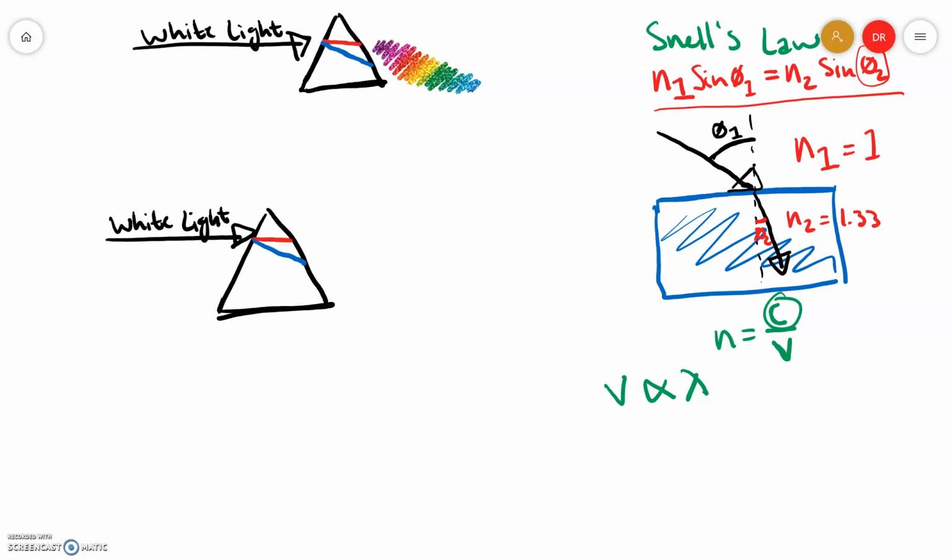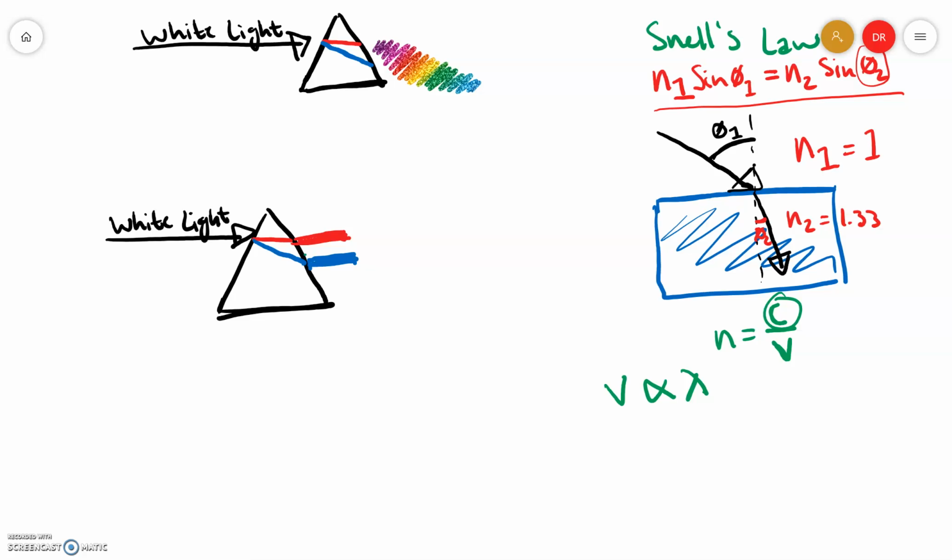And since the wavelength of blue light is smaller, the velocity is going to be smaller, causing the index of refraction to be larger, causing a greater theta change or angle change in blue light compared to red light. And since this is occurring, as it hits this other end of the prism and is refracted again, these colors start coming out in different spots, and they are separated from one another.